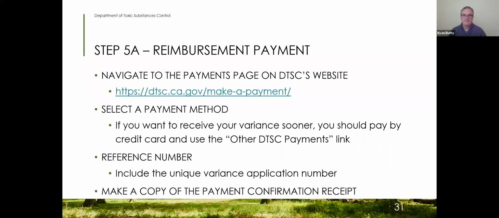After you receive the email indicating the payment amount, you can go onto DTSC's website and make a payment electronically. There are various options for how to make a payment. If you want to receive your variance sooner, we would encourage you to make an electronic payment, like a credit card payment. That's the quickest way for us to verify receipt of the payment and allows us to begin processing it sooner. But there are other options available, and those are listed on the website.